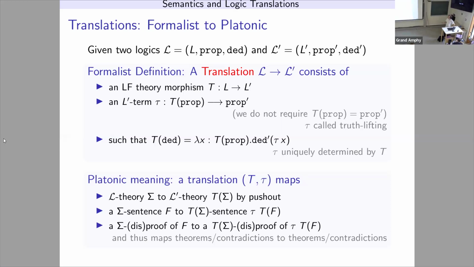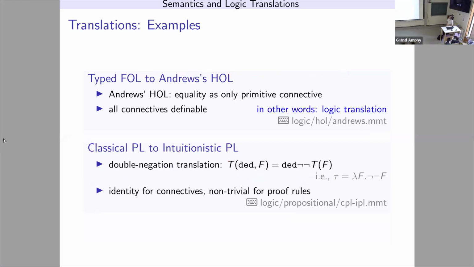And then I require that proofs go to proofs. So the det symbol has to go to something defined in terms of the det prime symbol. And then the tau has to be in here, which in particular means the tau can be uniquely obtained from the morphism. So this will become clear if we look at examples. It's just going to be a challenge to show all the things that we need in parallel.